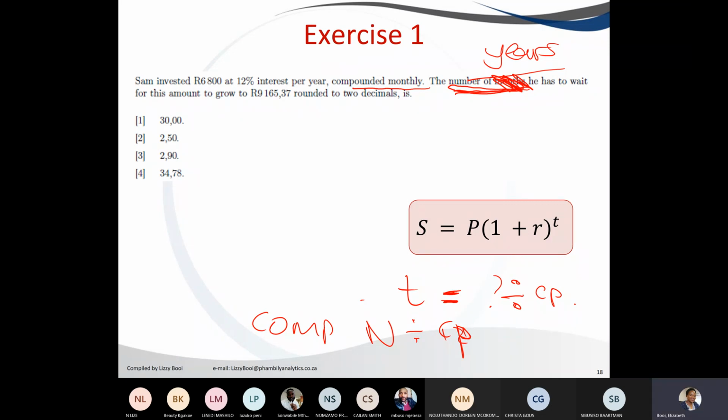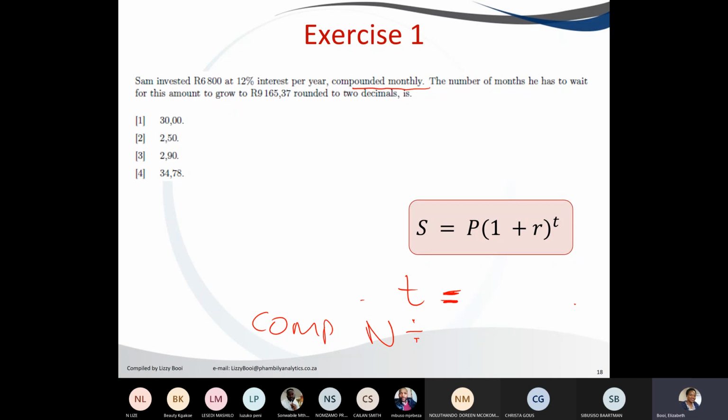Only if they say they want the number of years, the answer for your period in years, and it was compounded yearly, monthly, quarterly or weekly, you will have to divide by the compounding period. But if the compounding period and the number that they are looking for are in the same units like this, you don't have to. So with that, compute. This is your exercise.